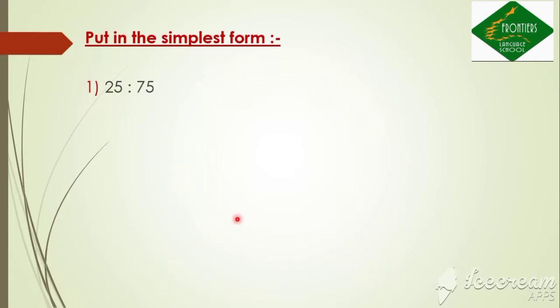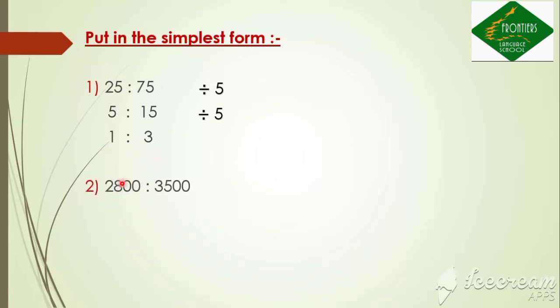Number 1, 25 to 75. How do we simplify this? These two numbers are divisible by what? Right, here the unit is 5, it's divisible by 5, we divide by 5. 25 divided by 5 equals 5, and 75 divided by 5 equals 15. We can simplify this again. Yes, it's in table 5. We can divide by 5. 5 divided by 5 equals 1, and 15 divided by 5 equals 3. This is the simplest form.